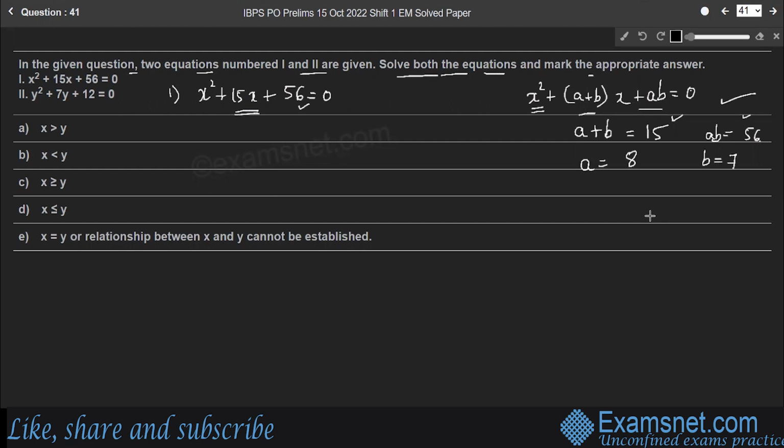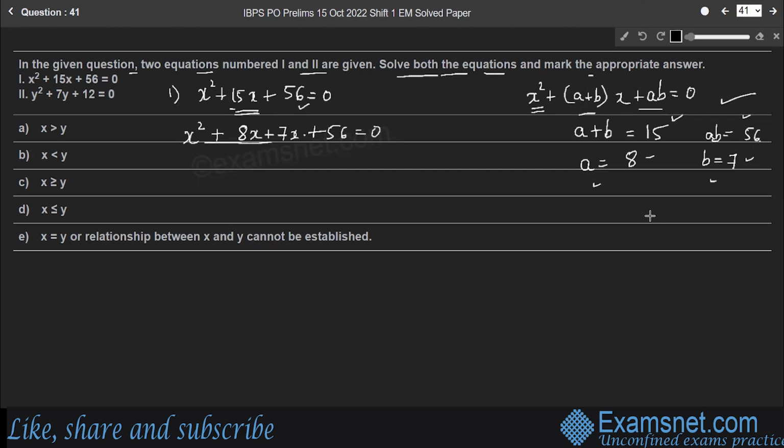So that a plus b becomes 15, a into b becomes 56. Now, the given equation can be written as x square, split the middle term. 15x can be written as 8x plus 7x. Even you can interchange the values of a and b, a as 7 or b as 8. Right? So, plus 56 is equal to 0.